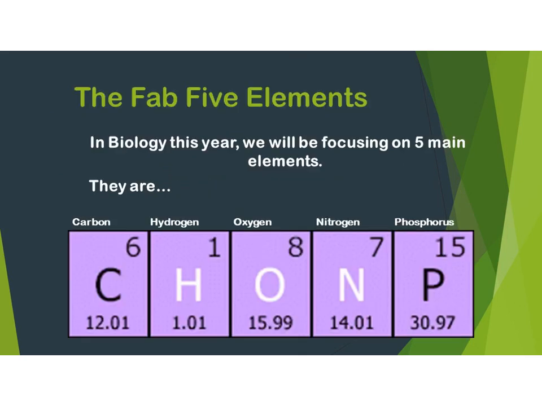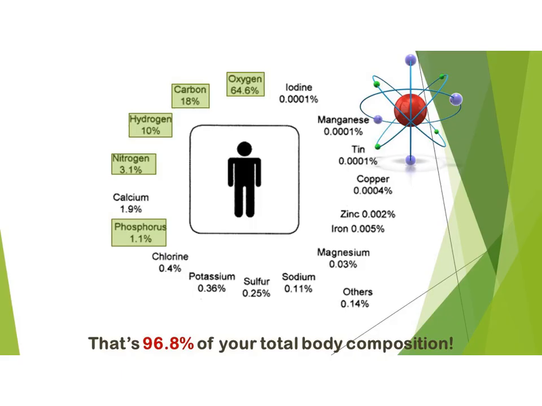Okay, in biology, we are only going to talk about 5 elements. So make sure you have these 5 elements written down. So, carbon, hydrogen, oxygen, nitrogen, phosphorus. Okay, those are the only ones we're going to worry about because they're the ones found in our biomolecules.